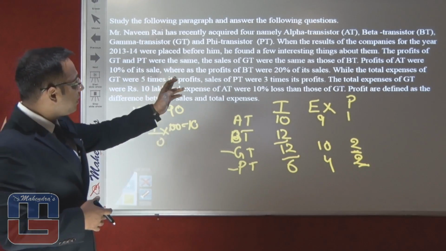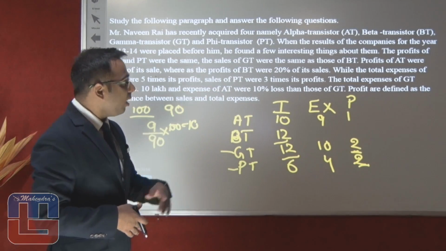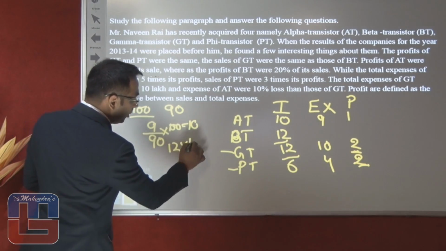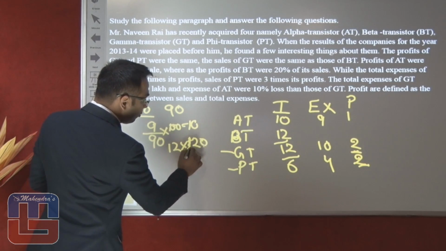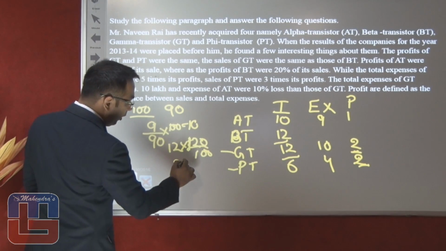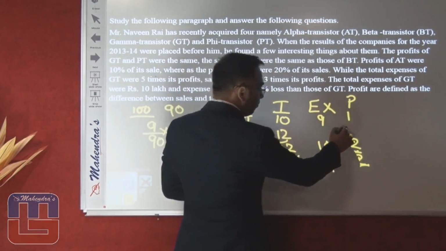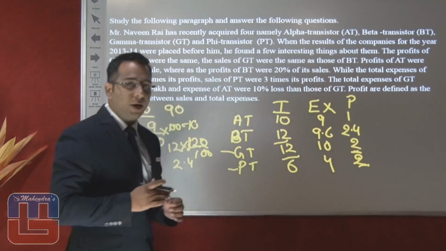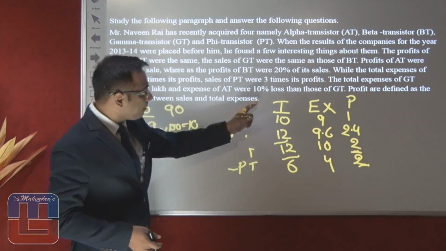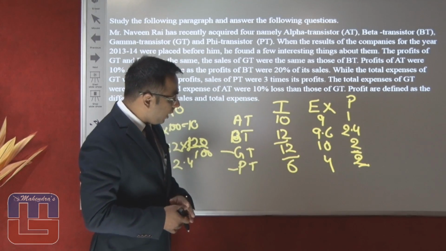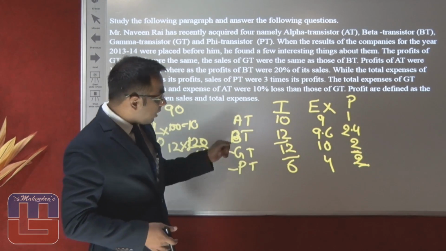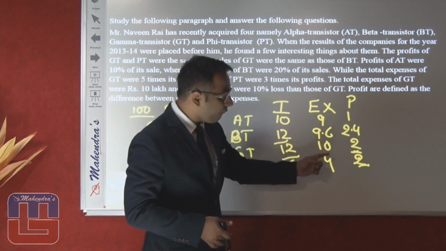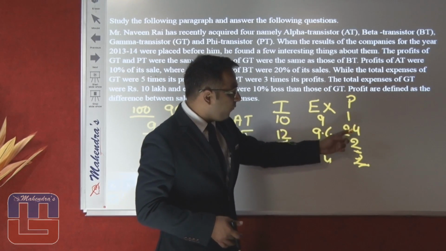The next thing: the profit of BT was 20% of its sale. 12 into 20% gives us 2.4. So the profit is 2.4 and the expenditure will be 9.6. So the values are: income of AT, BT, GT, PT is 10, 12, 12, 6. Expenditure is 9, 9.6, 10, 4. Profit will be 1, 2.4, 2, and 2.